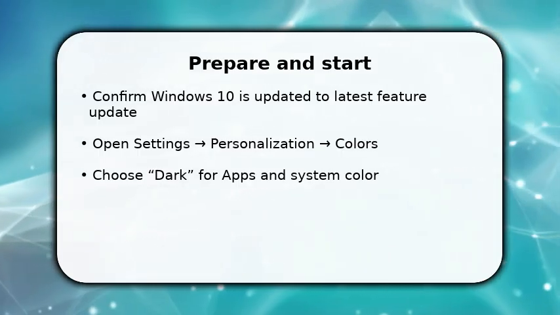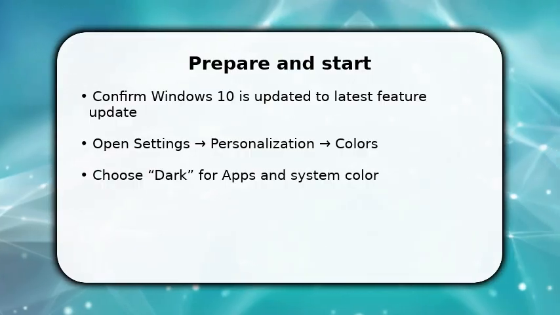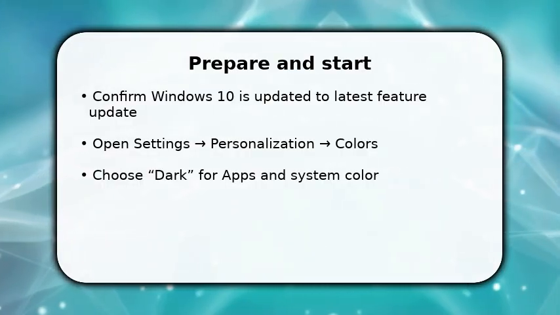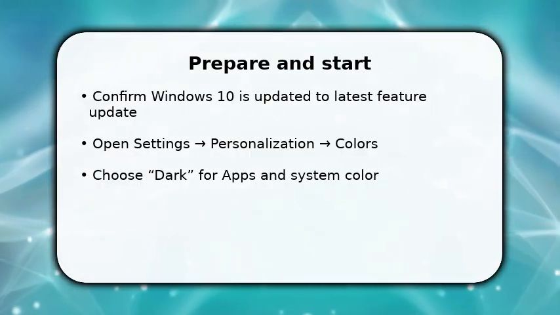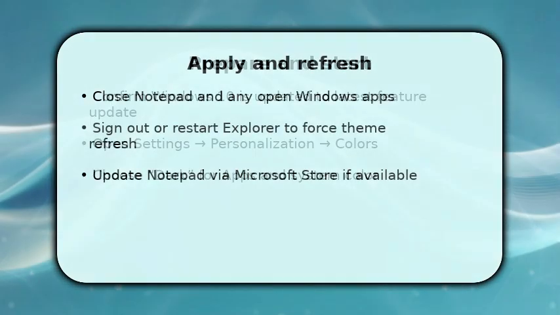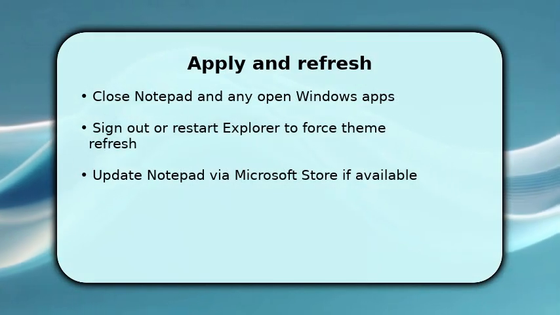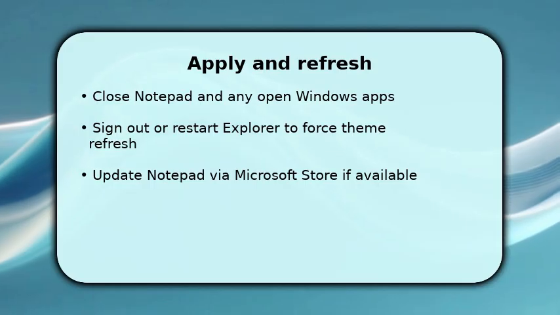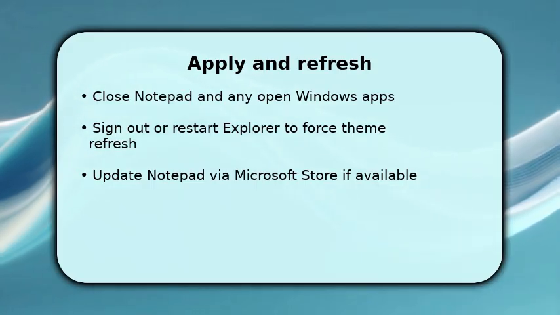the palette. Doing this changes app chrome and backgrounds. It's the simplest, supported path to get Notepad into dark colors without hacks. Once done, close Notepad and update the app if a store update exists. The updated Notepad honors system themes.